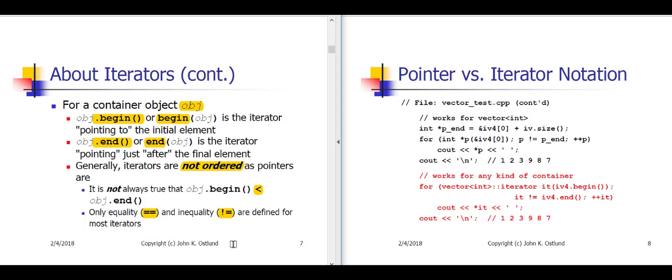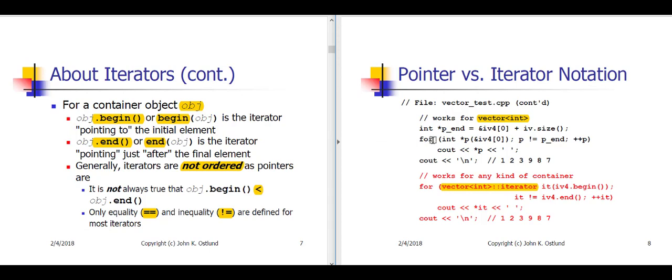Here on slide 8, we've got an illustration of this. We've seen this kind of thing in examples before, so this is really a review. We're showing two different ways of looping through the elements of a vector of int, either using an actual pointer to int, which we can do with a vector because the elements are in ascending contiguous memory locations, or using an iterator whose data type is iterator belonging to the vector of int class.